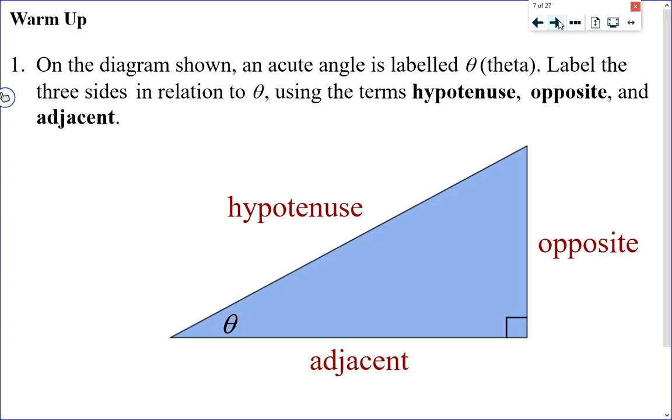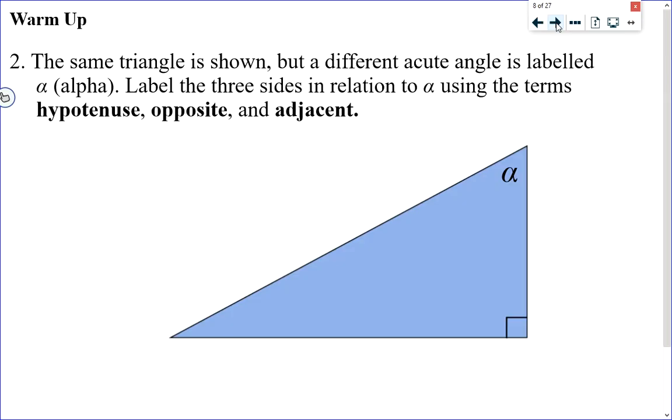So hypotenuse is the longest side of the right triangle. Or, if you like, it's the one across from the 90-degree angle. The opposite side is the side opposite from the angle, theta, and the adjacent side is the one right next to theta.